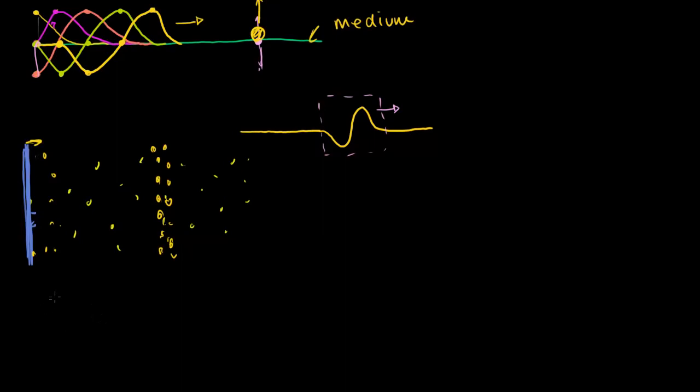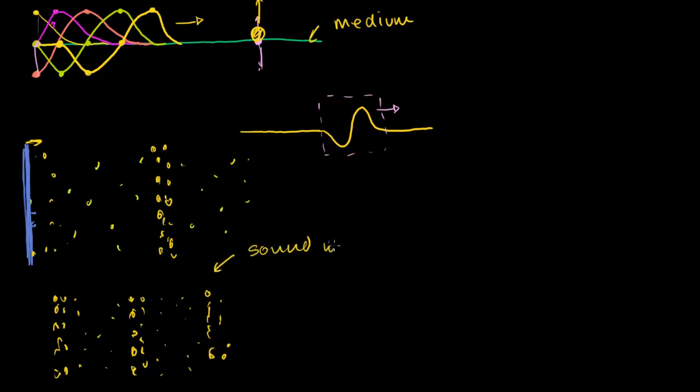what you would have is a series of compressions. The air would just have a series of compressions. So that's one compression. You'd have another compression right there, another compression right there. And then in between the compressions, the air is less dense. And what we've essentially just generated is a sound wave traveling through air. So this right here is a sound wave.